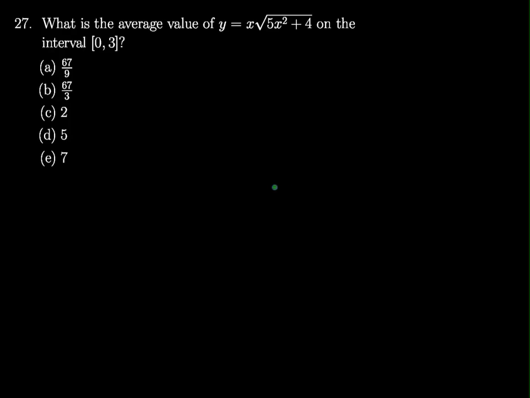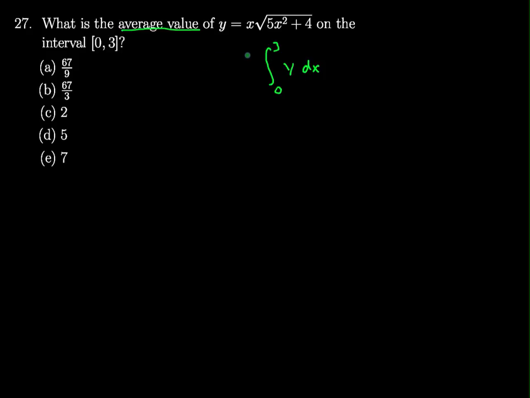Problem 27. What is the average value of y equals x times the square root of 5x squared plus 4 on the interval 0 to 3? And the first thing we need to remember, so average value. Well, we can find the area under this curve by taking the integral from 0 to 3, on this interval 0 to 3, of y dx, so that'll be, and we'll put in the function here, and this will be the area.